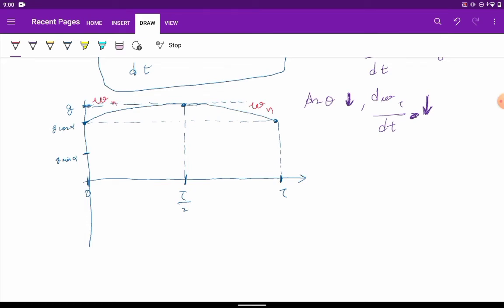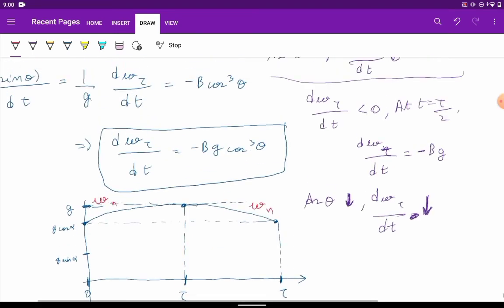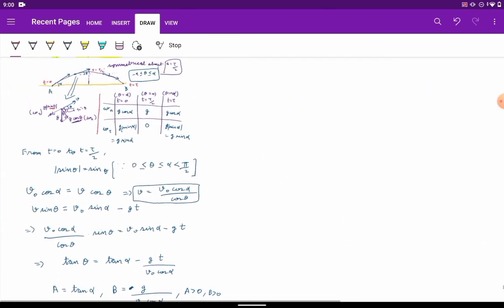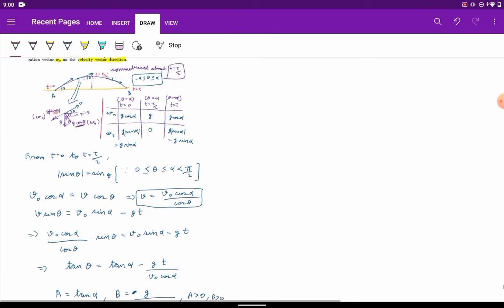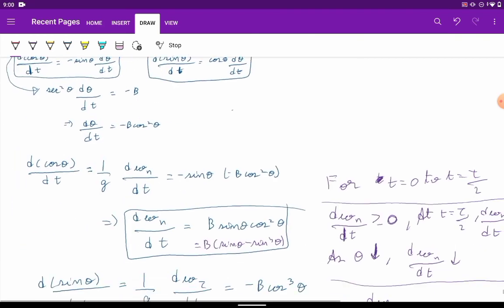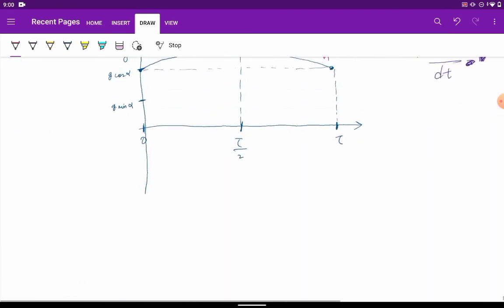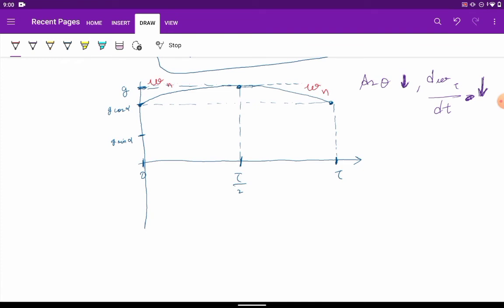Now let's see what is w tau. So w tau at t equal to 0 it is g sin alpha, at t equal to tau by 2 it is 0, right? So we will use this color. So it is over here first, then here, then again it comes here. Okay.